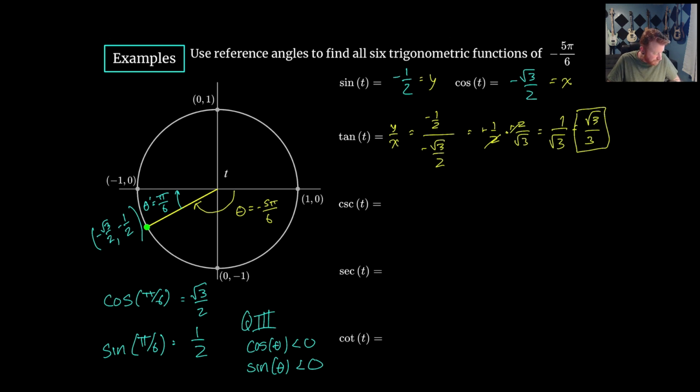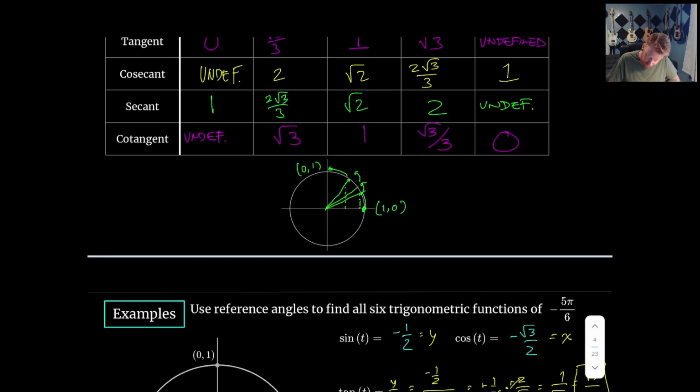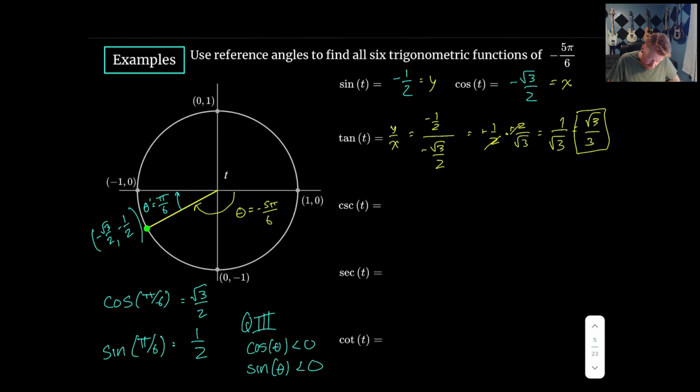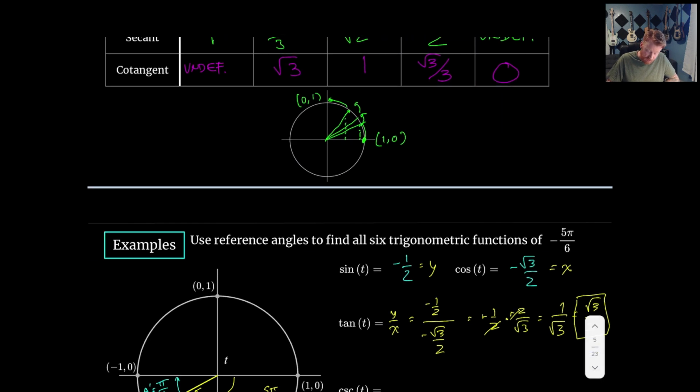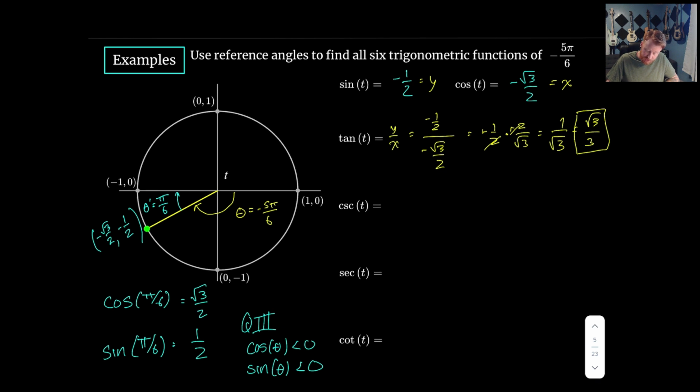So there's our tangent, which probably we're not super surprised to see. If we're looking at the tangent of pi over 6, we would see that the tangent at pi over 6 is the square root of 3 over 3. We know that the tangent is always positive in the third quadrant, so we're not too surprised to see that we get positive square root of 3 over 3 here. So we can just straight up use those values to compute these.